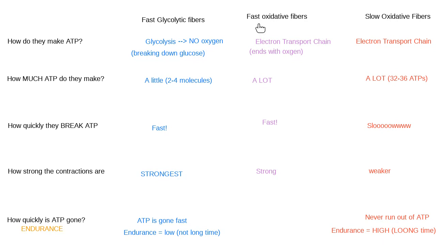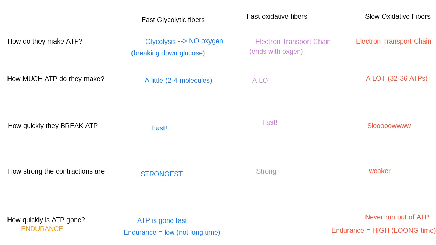Fast oxidative fibers still build a lot of ATP, but remember, they are using that ATP quickly. They are fast, so my ATP, I'm still breaking it down. I'm making more of it though. So fast oxidative fibers are not going to run out of their ATP nearly as quickly as the fast glycolytic fibers did. Remember, they ran out really fast.